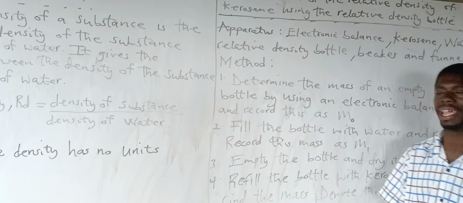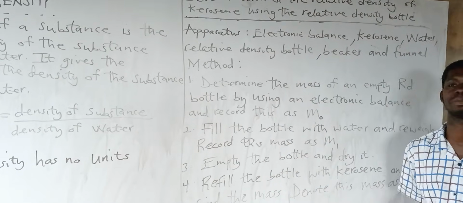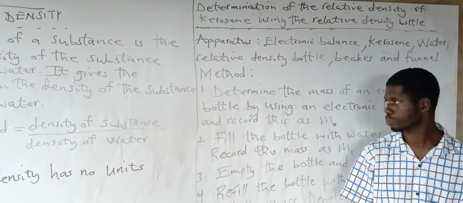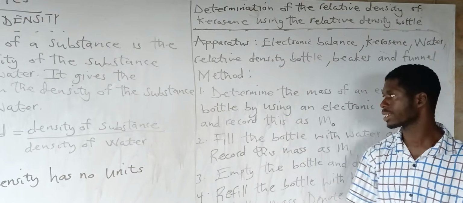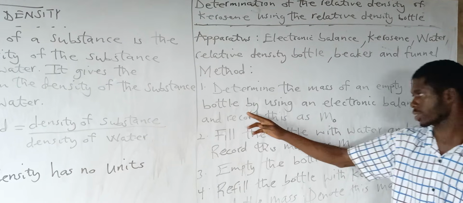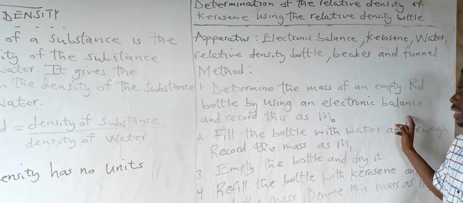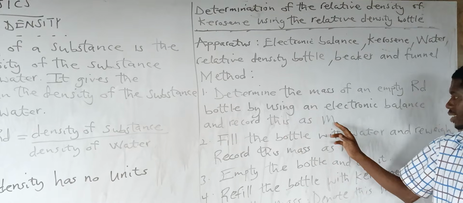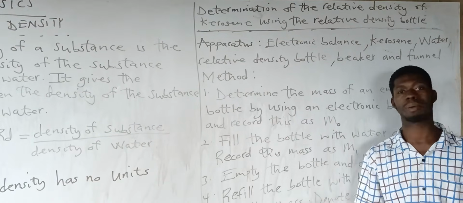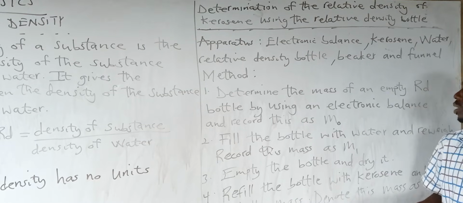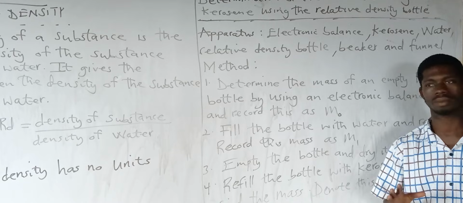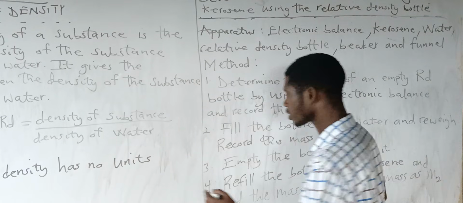Now let's come back to our experiment. I have already mentioned the materials we are going to use. The first step says determine the mass of an empty relative density bottle by using an electronic balance and record this as M0. So you use the electronic balance to determine the mass of the empty relative density bottle. The relative density bottle is like this.